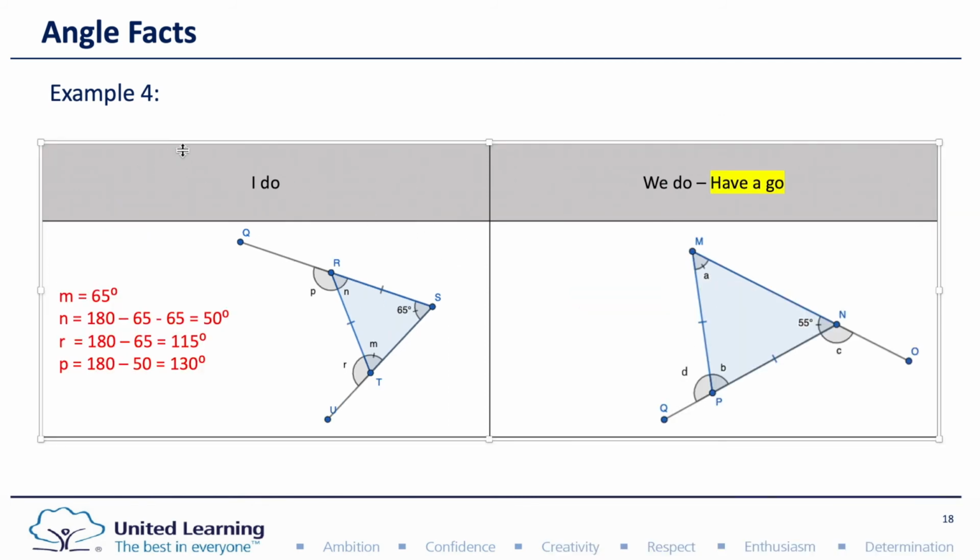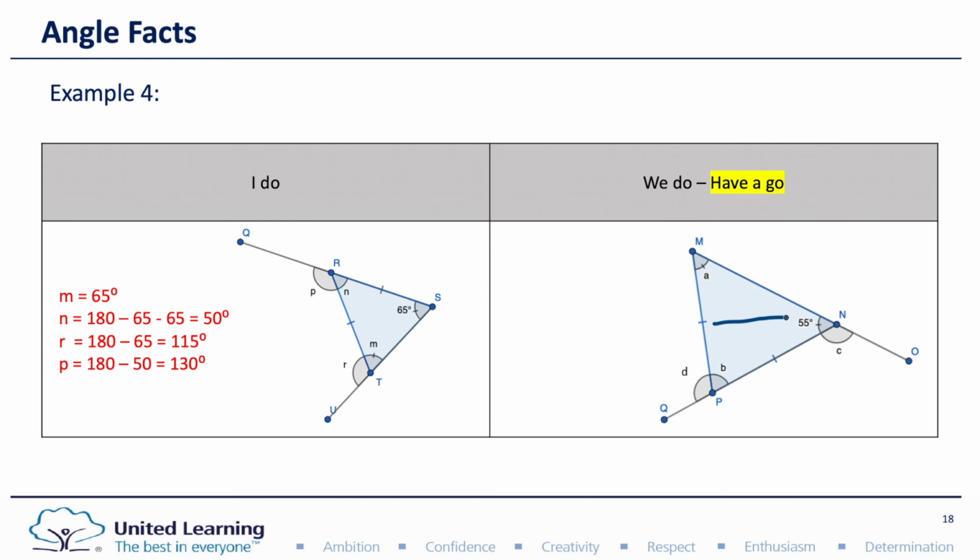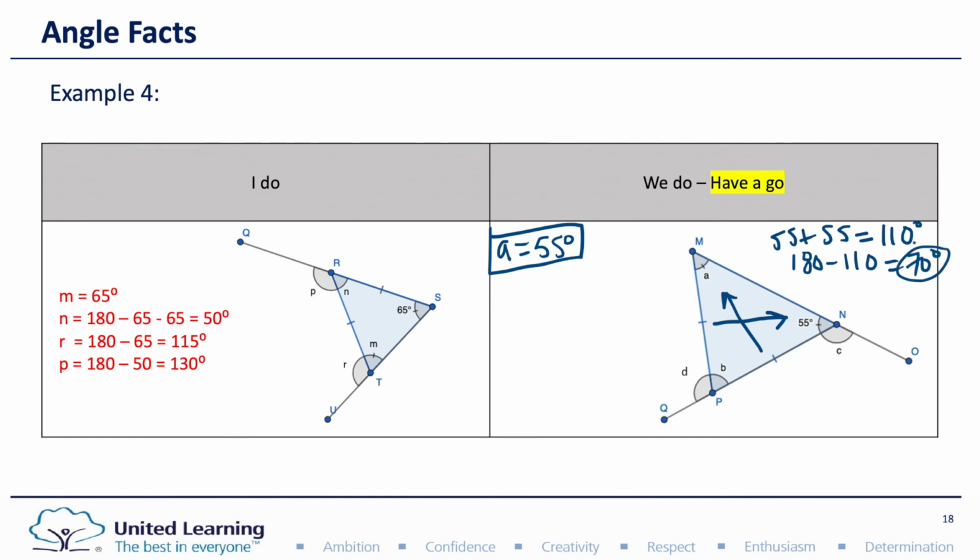Hopefully you did okay with that. Let's find out if you got it correct. So step one, let's do the interior angles first. So I know that A equals 55 degrees. Next one is B. So maybe you did 55 plus 55 to get, what, 110 degrees? So then if we take that away from 180, you get 70 degrees. Therefore, B equals 70. Okay, cool.